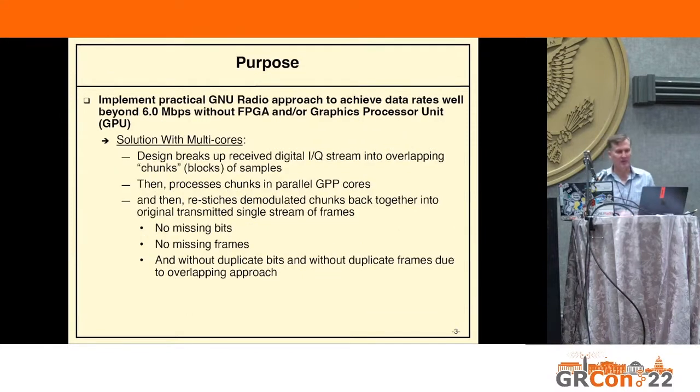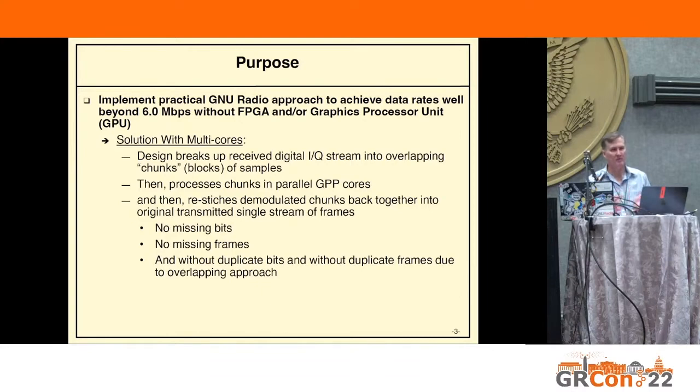So the purpose is to build a radio that can operate well beyond 6 megabits per second with GNU Radio. Basically a design that uses multi-cores in parallel. Basically, it would break up the IQ stream coming in into overlapping chunks, basically the incoming stream from the dongle. Then it would process those chunks in parallel cores of the GPP. Then at the end, the trickiest part really is to restitch these parallel streams back together again into the original transmitted frame stream.